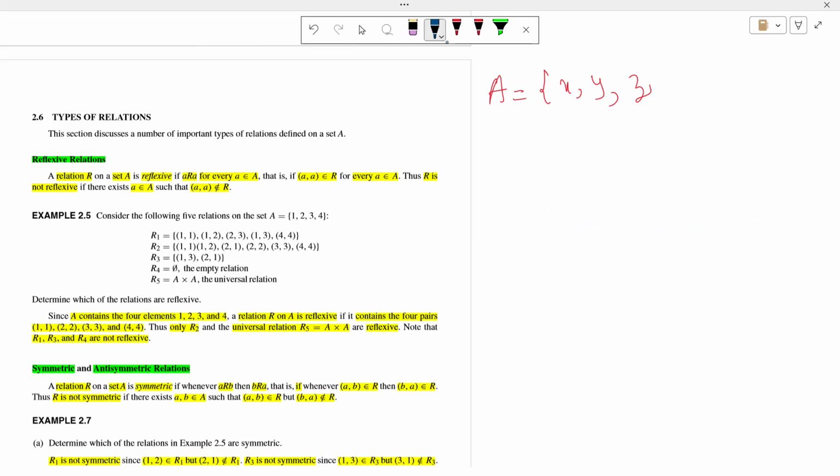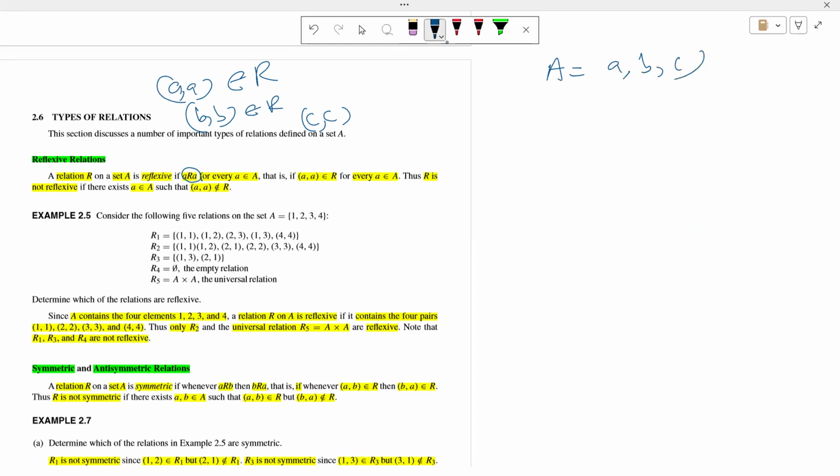This is how they explain that a relation R on a set A is reflexive. Previously I said that (a, a) is an element of R. Similarly, (b, b) is an element of R, and (c, c) is an element of R. Let's say A is a set with a, b, c. Then (c, c) is in the relation R. If you satisfy these three conditions, then only we can say this is reflexive.